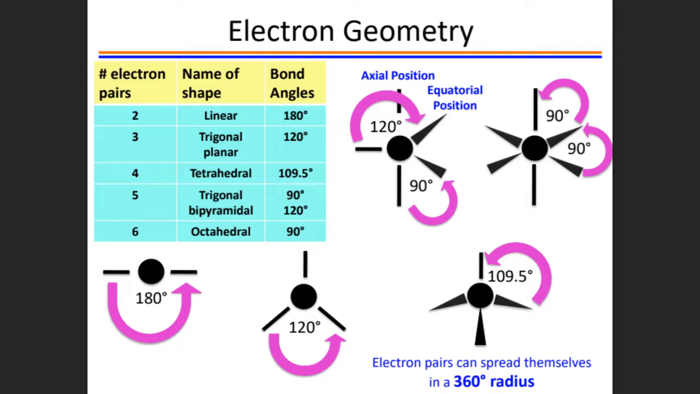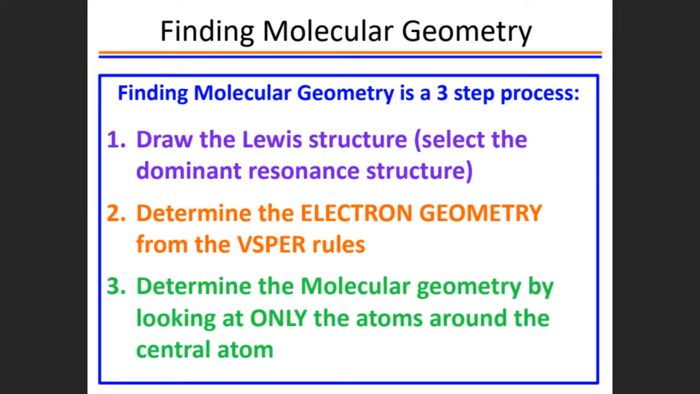So electron pairs can spread themselves, and this type of situation comes, and that contributes to their angle and the rotation. Finding molecular geometry: draw the Lewis structure, determine the electron geometry, determine the molecular geometry, looking at only the atoms around the central atom.